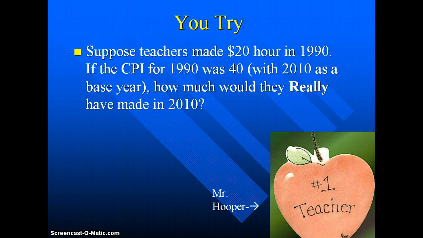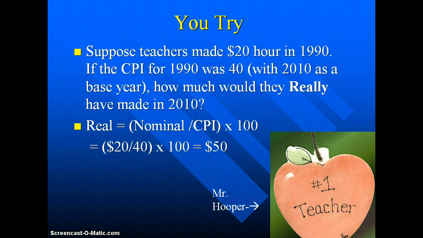Okay, here we go. Again, here's our formula. It's the nominal value divided by the CPI times 100. 20 divided by 40 times 100 equals 50. So the real value of what teachers made in 1990, if we were to compare that to today's dollars, would have been $50 an hour, which is not a bad salary.